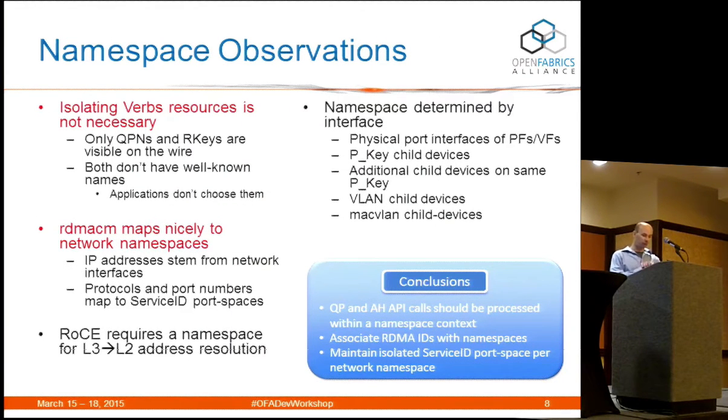So let's make a couple of observations. First of all, isolating the verbs resources is not important. QP numbers are not well known. We have well-known service IDs, but we don't have well-known QP numbers. Not only that, but applications can't even choose the QP numbers. So there's no reason whatsoever to do that. But RDMA CM does map very nicely to namespaces, because an RDMA ID is kind of an equivalent of a socket, right? You bind it to an IP address, you connect it to an IP address, etc.